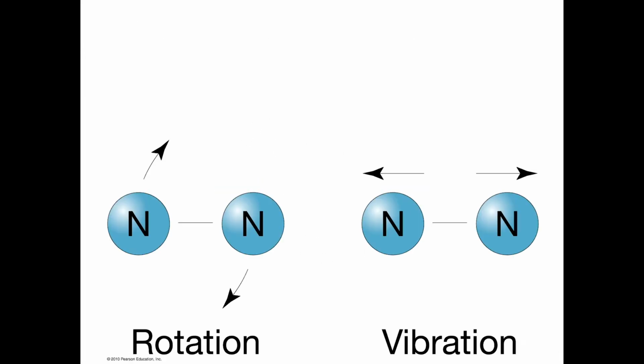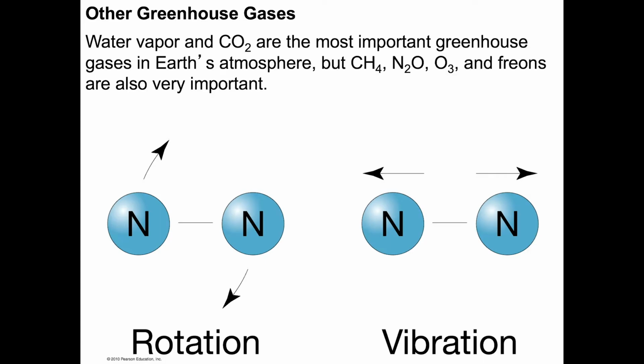We have an example here, nitrogen. Water vapor and CO2 are going to be the most important greenhouse gases in the Earth's atmosphere, but methane is important, nitrous oxide is important, ozone, freons also very important. Again, greenhouse gases are excited by certain wavelengths, and they respond by increasing their rotational velocity or increasing their vibrational frequency.